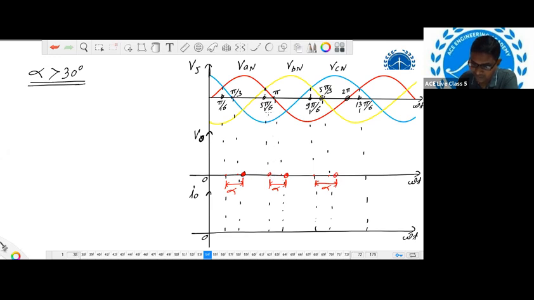Next, for thyristor T2, omega t 5 pi by 6 means nothing but alpha 0. If alpha is greater than 30 degree, we need to apply the gate pulse to thyristor T2 here. Similarly, for thyristor T3, we need to apply the gate pulse here. So now, on this instant, let me take the projection first here.